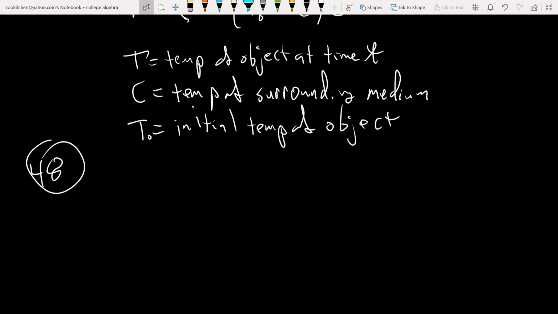Okay, so a pizza is removed from an oven that has a temperature of 450 degrees. It's left sitting in the room that has a temperature of 70 degrees. After 5 minutes, the temperature of the pizza was 300 degrees. Use Newton's law of cooling to find a model for the temperature of the pizza, T, after t minutes.